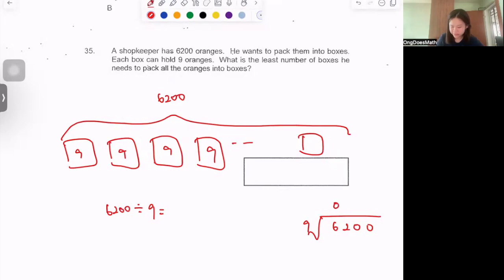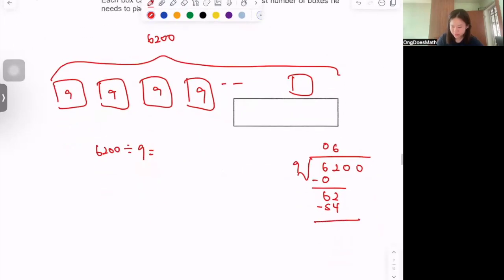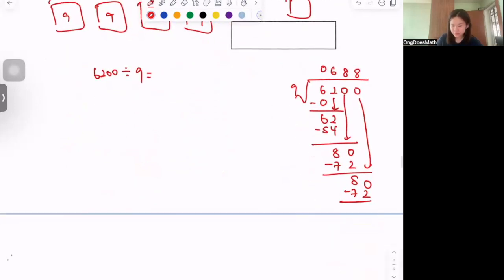So 6 cannot be divided by 9, so that's 0, 62. After that, this should be 6 minus 54. 8, carry the 0 down. And that should give you 8 minus 72. 8, carry another 0 down. And that should give you another 8 minus 72. Oops. Okay, so just note that you have a remainder 8. So it's 688, remainder 8.